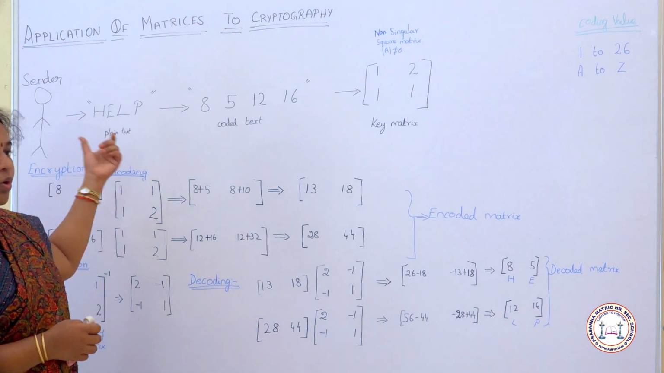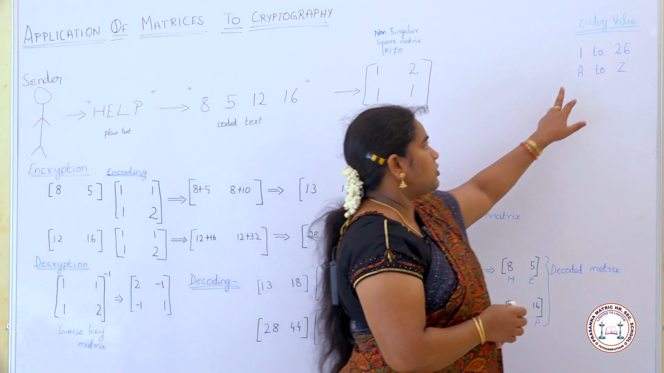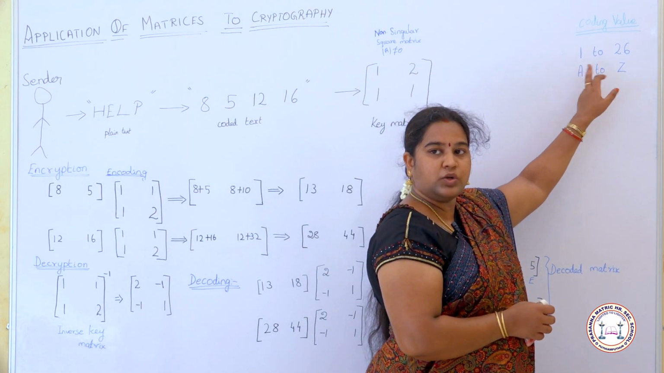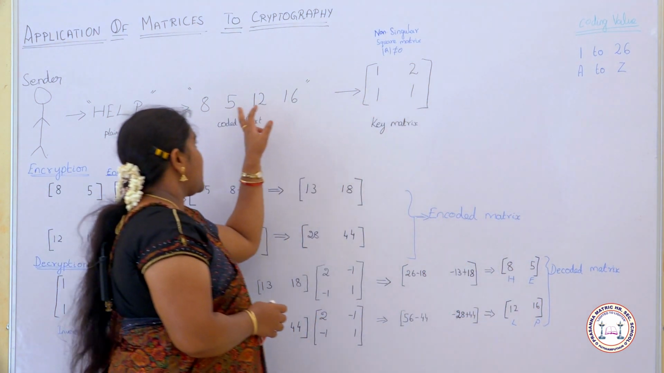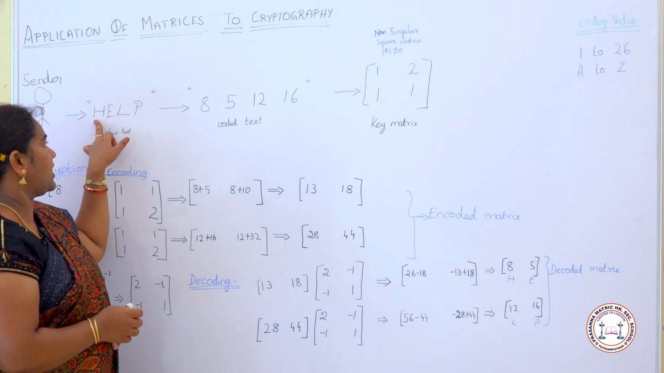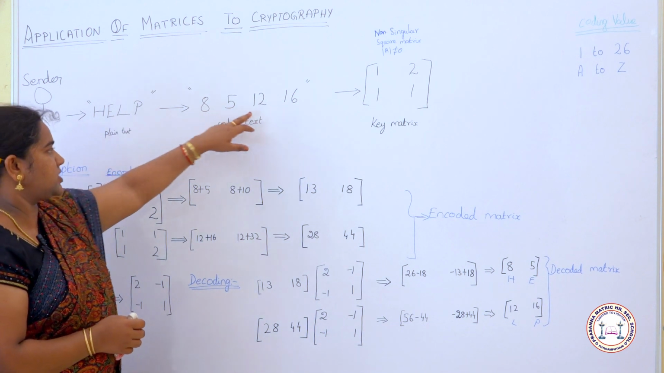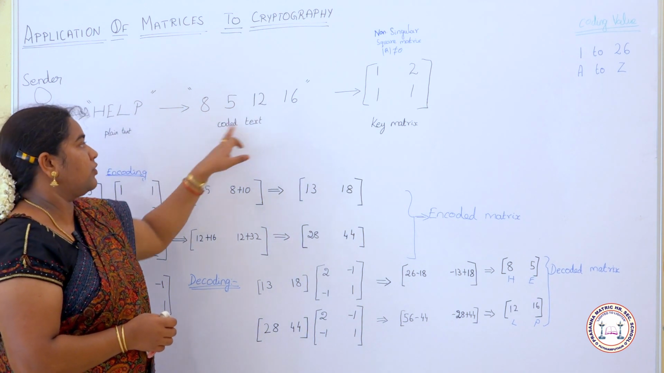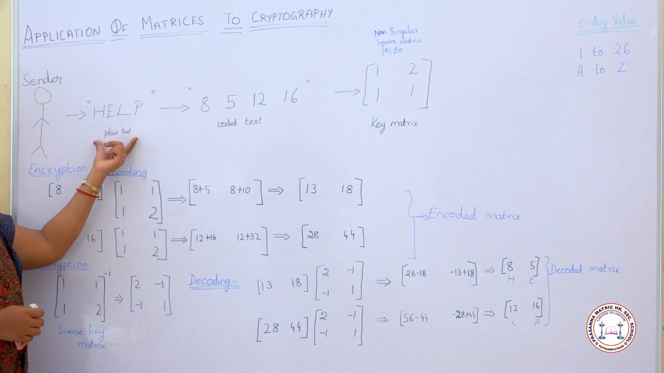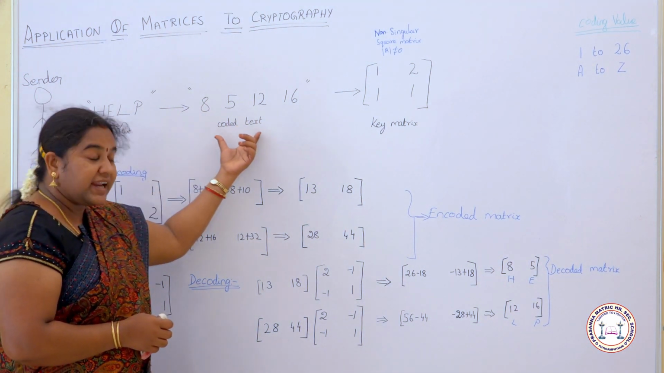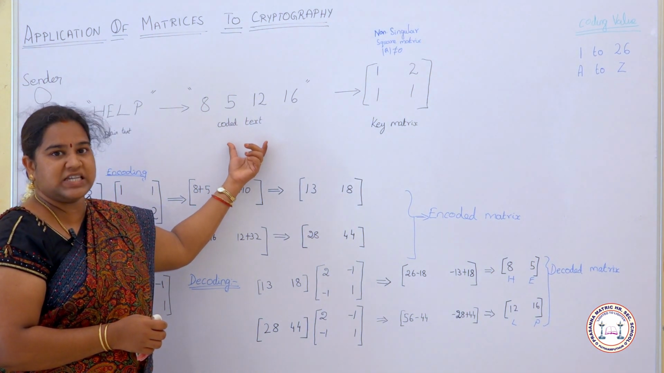The corresponding coding value for this plain text we have to assign. So just assigning the values 1 to 26 for the alphabets A to Z, correspondingly we get the values for help: for H 8, for E 5, for L 12, and for P 16. We call this the coded text and we call this message the plain text. So if we directly send this coded text, anyone can retrieve the message easily.